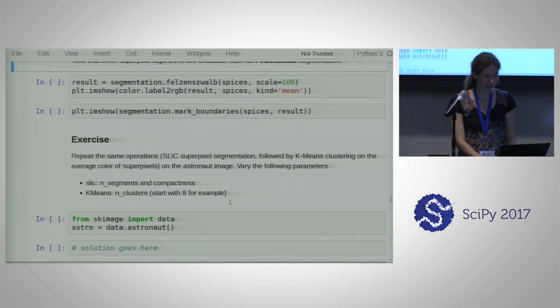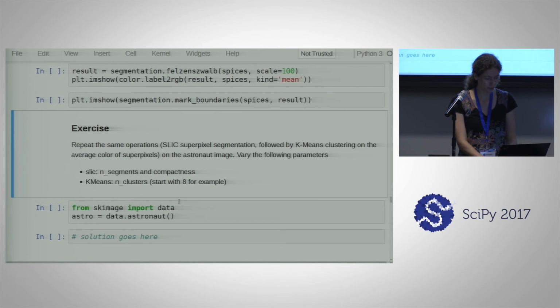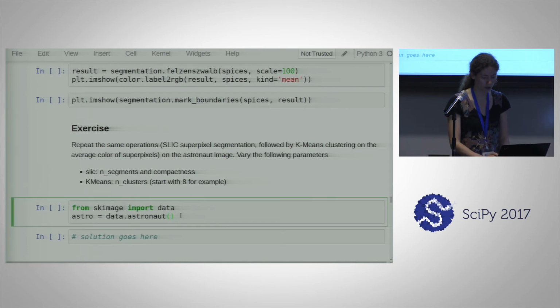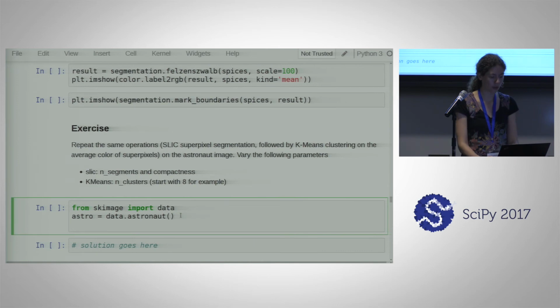So I have a small exercise for you, which is to load the astronaut image, and then to repeat the same operation. So you might want to do a lot of copying and pasting of code, and do the superpixel segmentation followed by k-means clustering on the astronaut image, and to see if you can have a nice posterized version of the astronaut image.